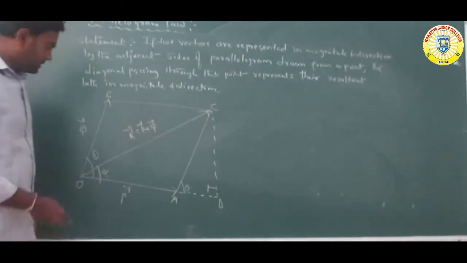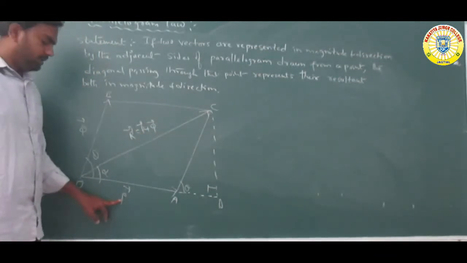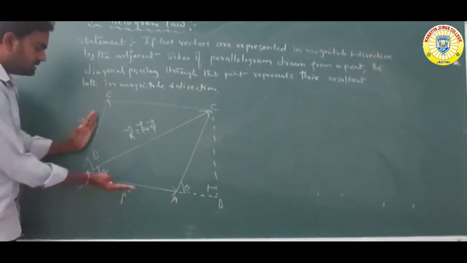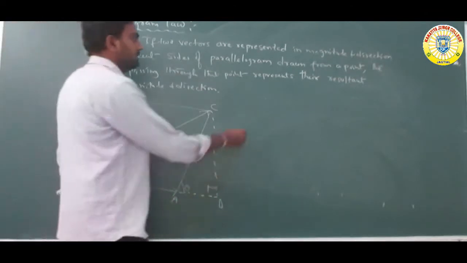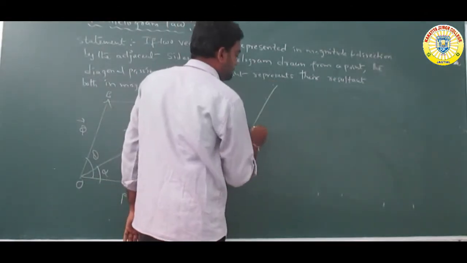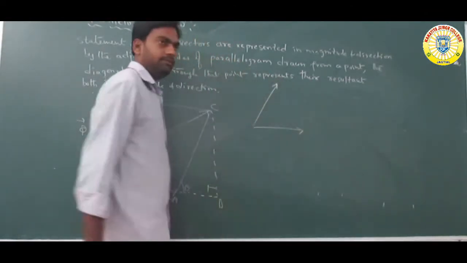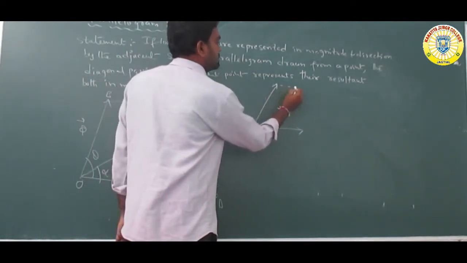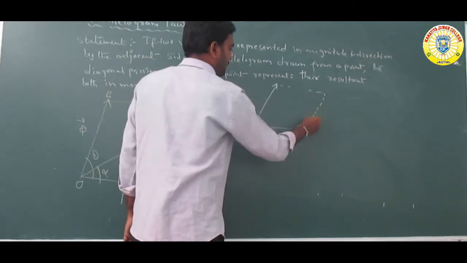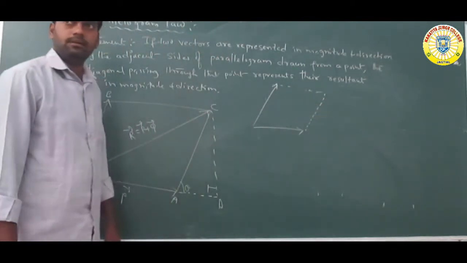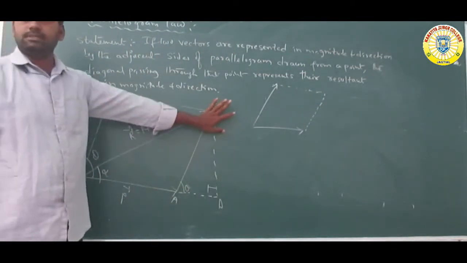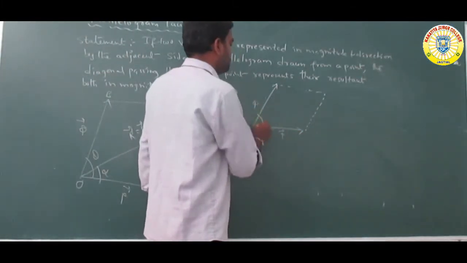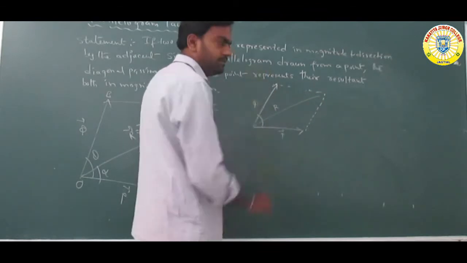Now from the diagram, P is a vector and Q is also a vector. These two vectors are the adjacent sides of the parallelogram. This is one vector and this is another vector. So the vectors are adjacent sides of the parallelogram. This is the parallelogram formation. This is the P vector and this is the Q vector, and R is the resultant vector.